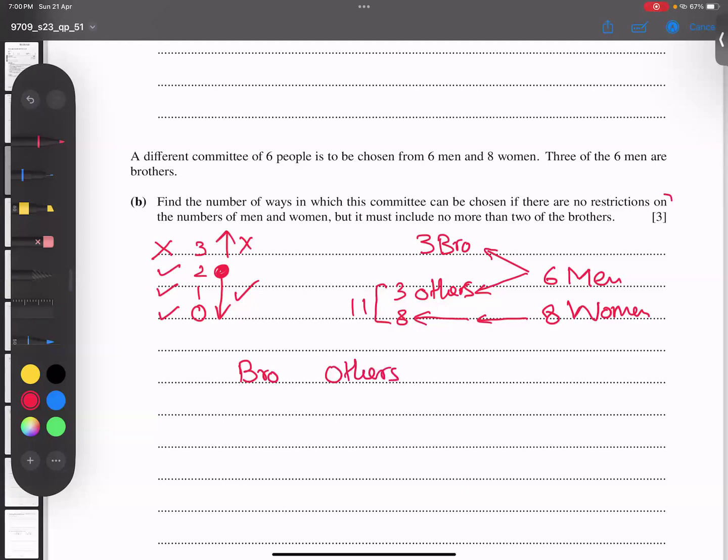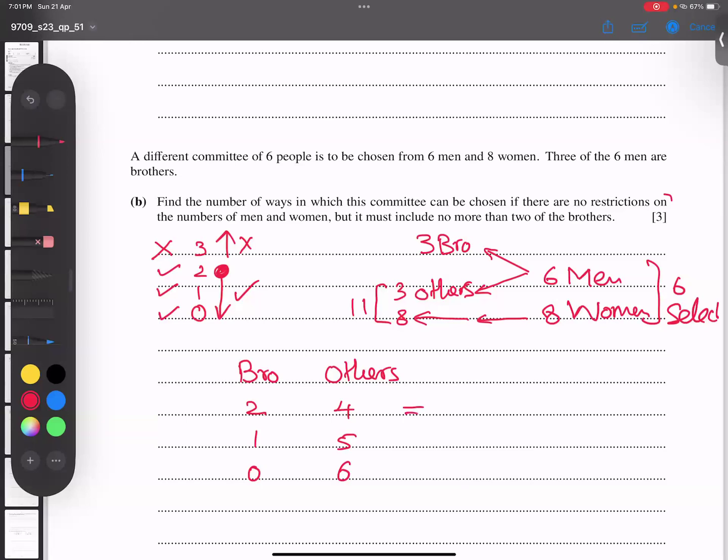Okay, we have 3 plannings. Because we have to select 6 people, what is the technique? I start from 2 brothers. If I take 2 brothers, 2 plus how much gives you 6? 4. That is one option. Second option, if I take 1 brother, 1 plus 5 gives you 6. And if I take 0 brothers, all 6 come from the others. I think you got the point.